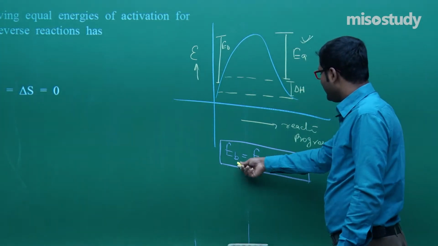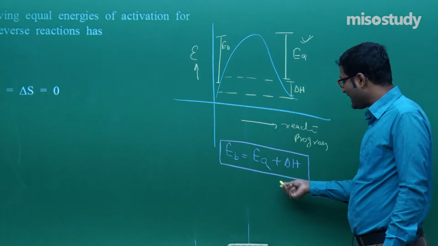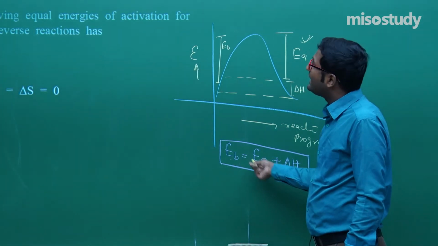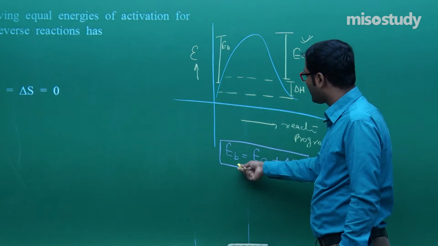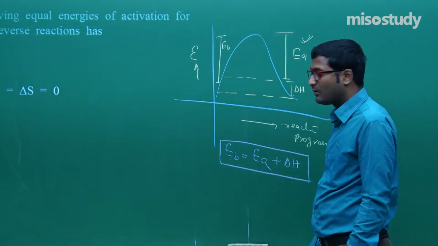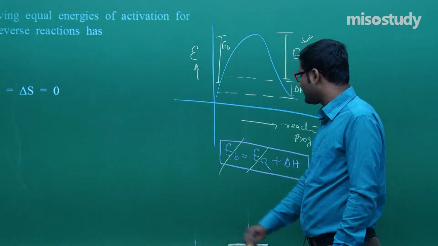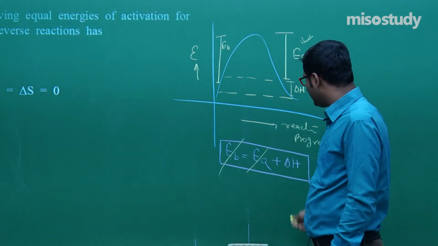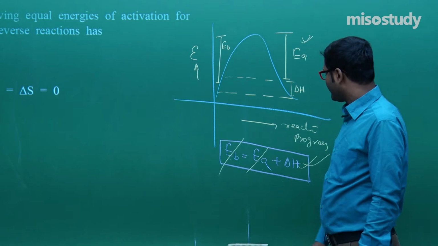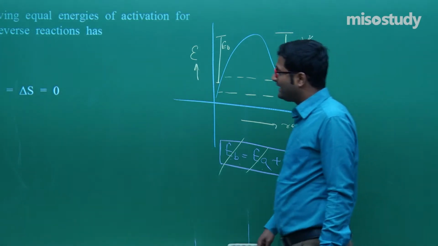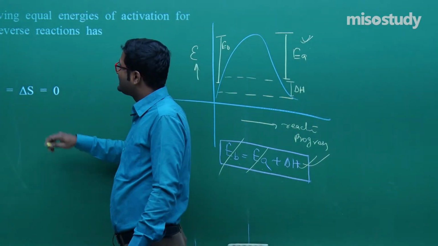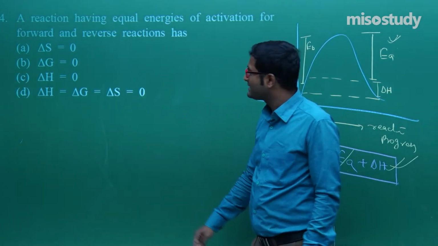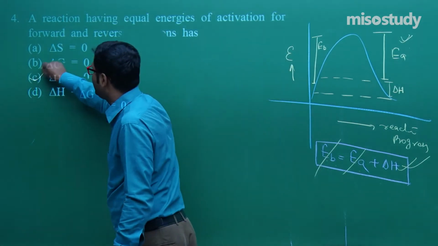Now EB is equal to EA plus delta H, and as we know, the energy of activation for the forward reaction and backward reaction is equal. If forward and backward are equal, then they will cancel each other. If they cancel each other, what will happen with delta H? So delta H will be equal to 0. Now tell me which option is correct? Sir, option C is correct.